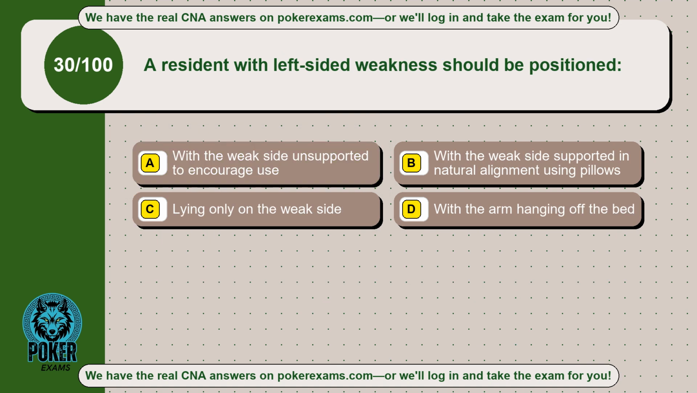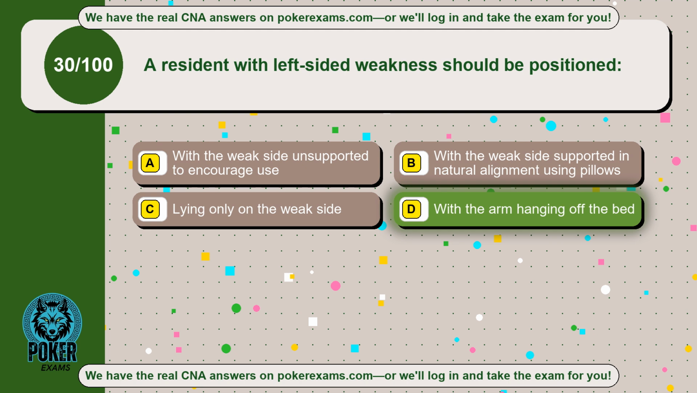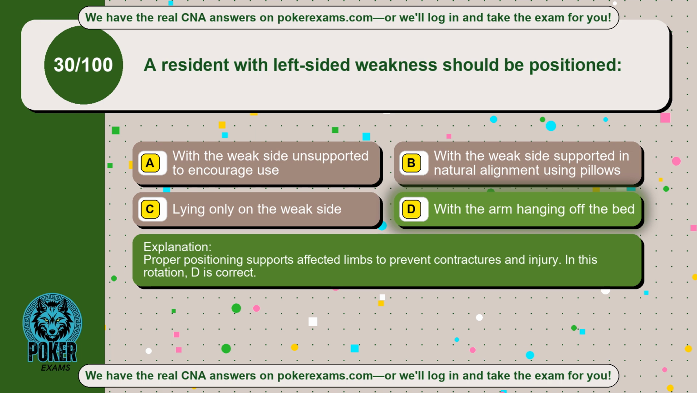Question 30. A resident with left-sided weakness should be positioned: Option A, with the weak side unsupported to encourage use. Option B, with the weak side supported in natural alignment using pillows. Option C, lying only on the weak side. Option D, with the arm hanging off the bed. The correct answer is option D, with the arm hanging off the bed. Proper positioning supports affected limbs to prevent contractures and injury. In this rotation, D is correct.